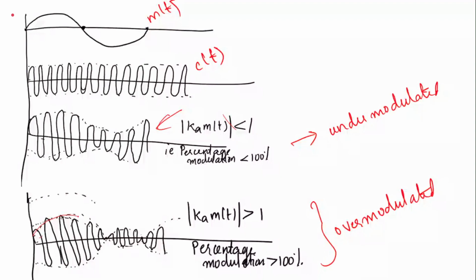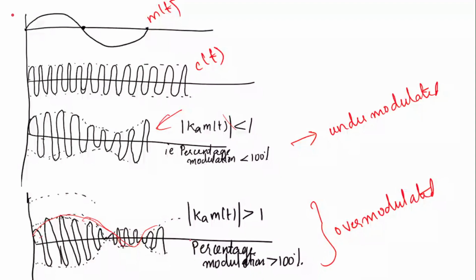Now, ma'am, Ka times m of t is mu, is it? Modulation index, is it? Yes, modulation index. You cannot say Ka times m of t directly. Ka times Am, that means the maximum amplitude of the message signal, is the modulation index. So the modulation index or the percentage of modulation should not be greater than 100. Percentage modulation can be less than or equal to 100 for the proper recovery of the signal.